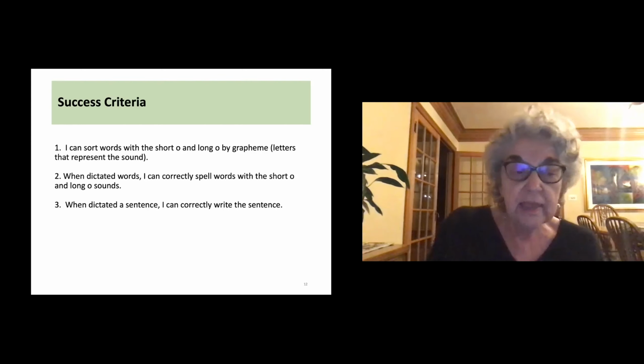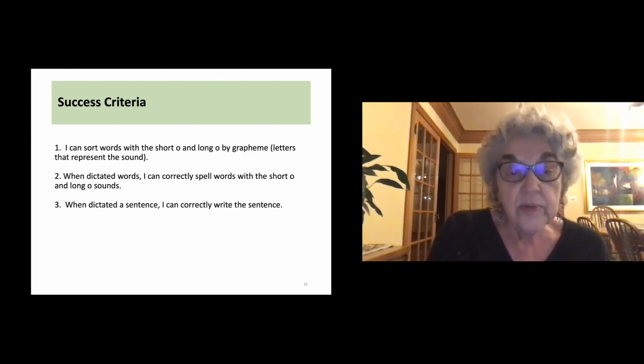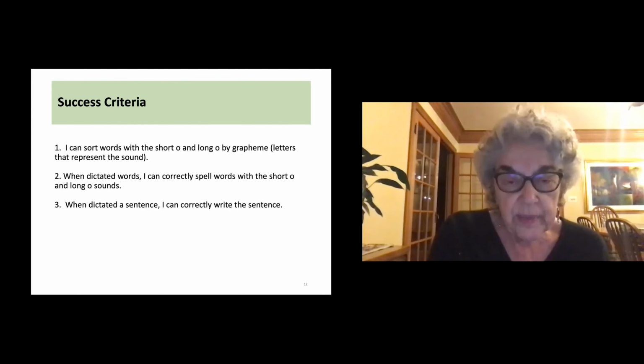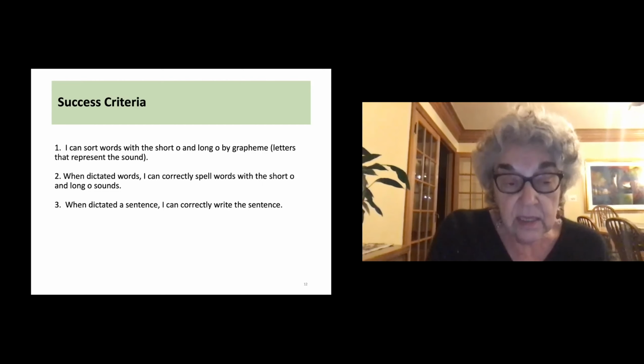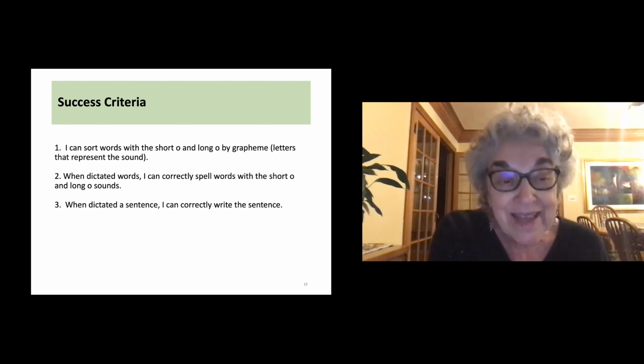First one, again, put your finger under the word and read it with me. I can sort words with the short O, the sound ah, and long O, the sound O, by graphing, which means letters that represent the sound. So you're going to have words that you sort. And we're going to also do number 2, put your finger under the words and go.